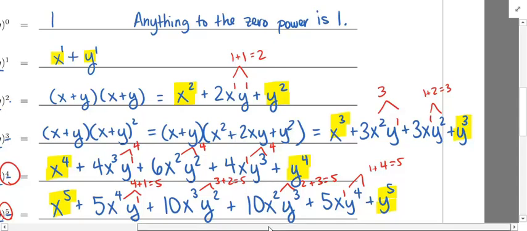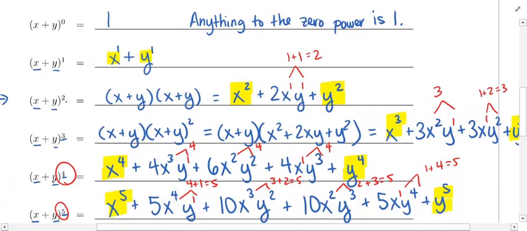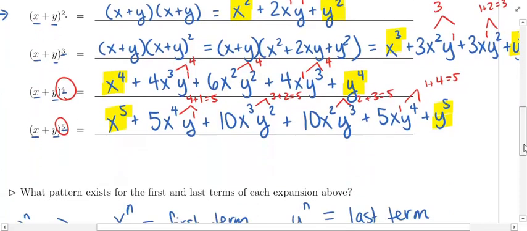Okay, so the same thing is happening in the next expansion. You start with an x to the fourth. The x powers are going to descend by 1. So you'll go from x to the fourth to x to the third to x squared to x to the first to no x's. And then the opposite happens with the y's. You start with no y's, but then you get a y in the next term, then a y squared, a y cubed, all the way up to y to the n, which is y to the fourth here. Okay, and that same pattern is exhibited in the next expansion.